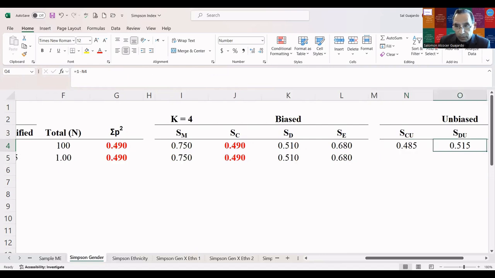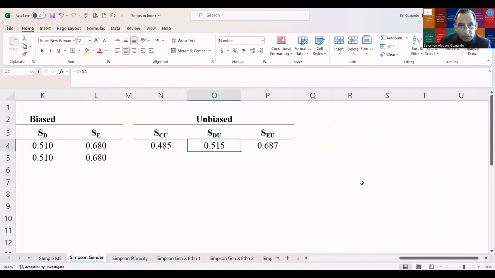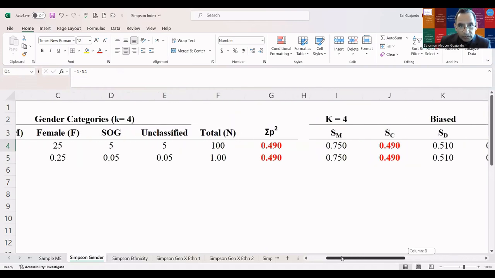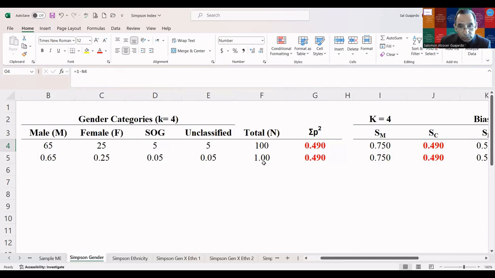When I calculate the unbiased diversity score, that's going to be 1 minus 0.485. Here's the formula: 1 minus N4. That gives me an unbiased diversity score of 0.515, or 0.52, which means that there is a 52% chance that if I select 2 individuals randomly, they will belong to different gender groups.